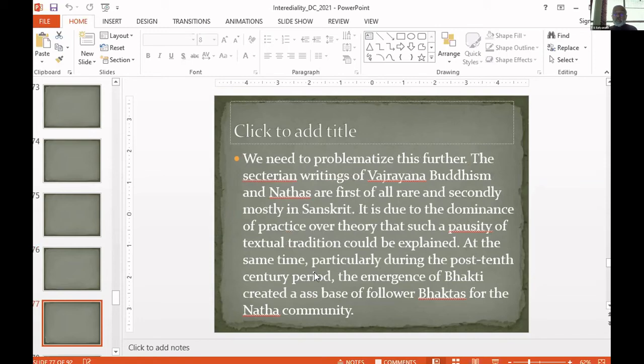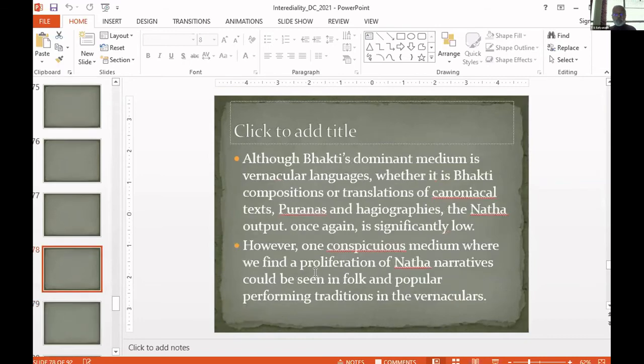The sectarian writings of Vajrayana Buddhism and the Naths, first of all, are rare, and secondly, are mostly in Sanskrit. It is due to the dominance of practice over theory that such paucity of textual tradition could be explained. At the same time, particularly during the post-13th century period, the emergence of bhakti cults created a mass base of followers, bhaktas, for the Natha community.